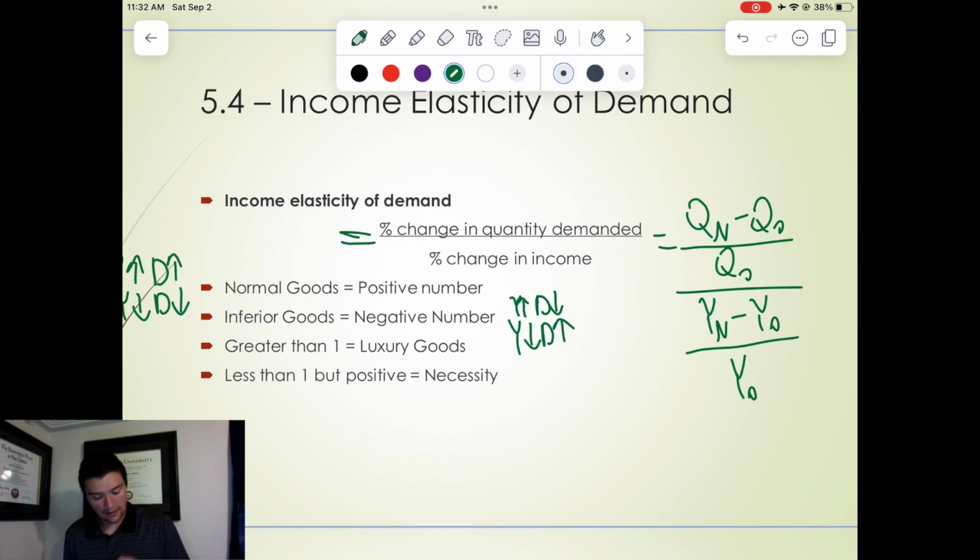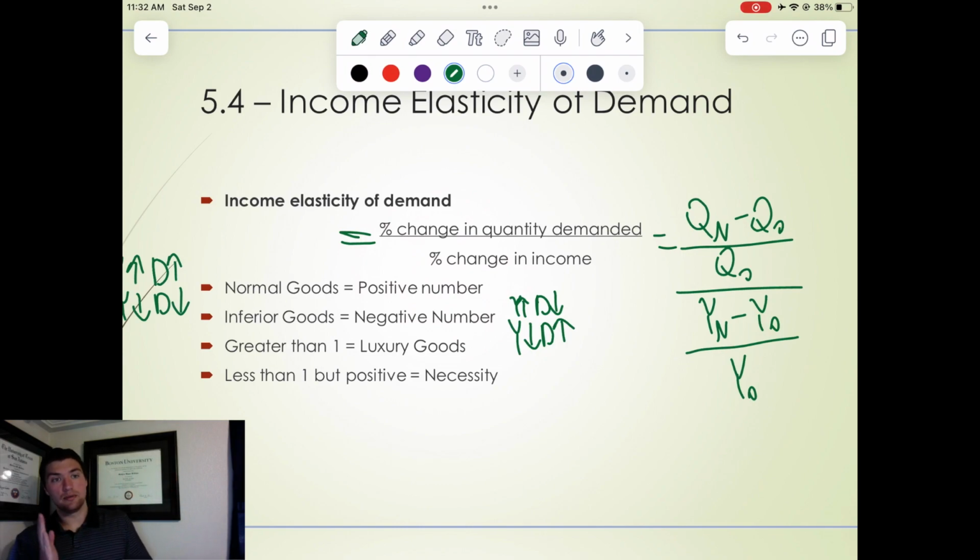So we do the calculation, you get a positive or a negative, that's going to tell you what kind of good it is. Now, as before where I was like 0 point something, 1 point something, that means it's elastic or inelastic. Same idea here. If you do the calculation and you get 1.5, okay, what does that mean? That means that you are going to have a luxury good because your income goes up and now you're buying more of these goods.